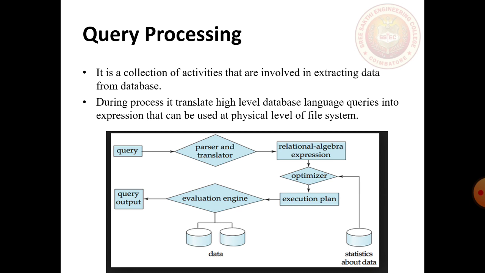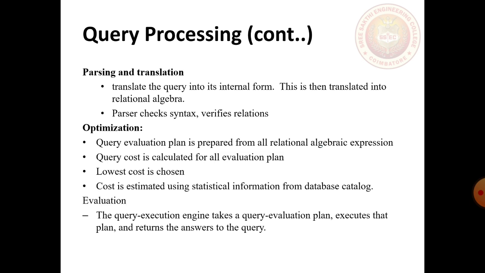Query processing is a collection of activities in order to extract the data from a database. During query processing, the SQL query, that is a high-level database language, is converted into an expression that can be used at the physical level of the file system. In this architecture, the query processing consists of three different components: parser and translator, optimizer, and evaluation engine.